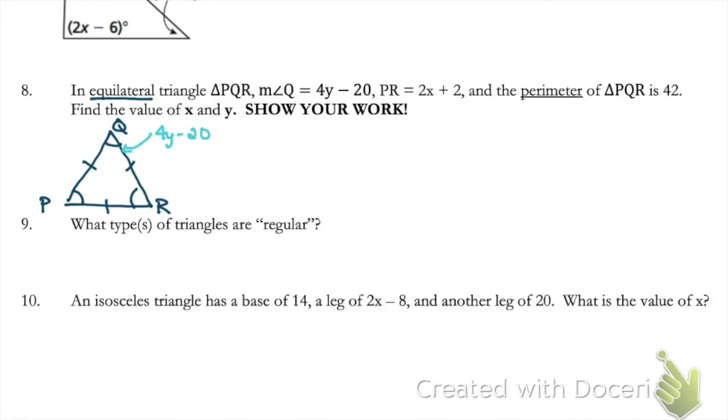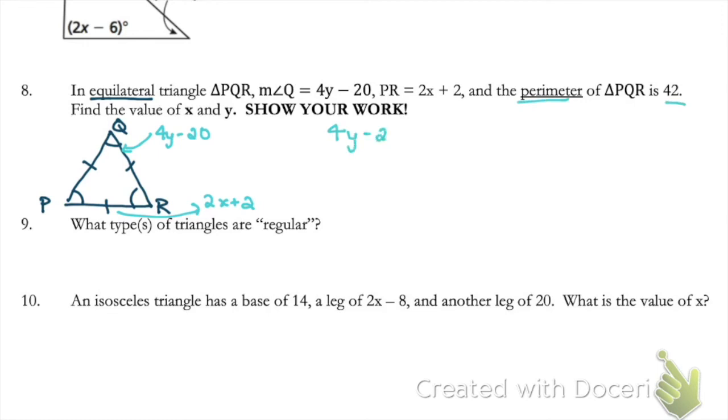We're also told that the measure of angle Q is 4y minus 20, and the length of side PR is 2x plus 2. So let's label that in our picture. It also tells us that the perimeter of triangle PQR is 42, and we're asked to find the values of x and y. Note here that x is a side length and y is part of an angle. I'm going to start by finding y, since this is an angle.